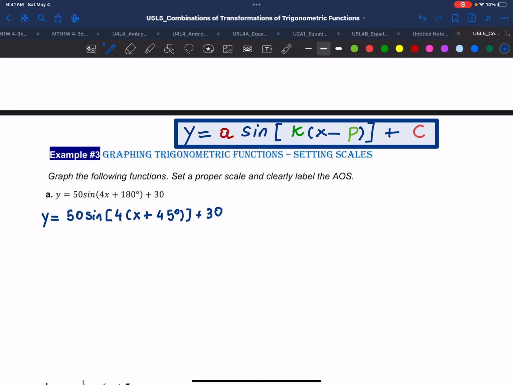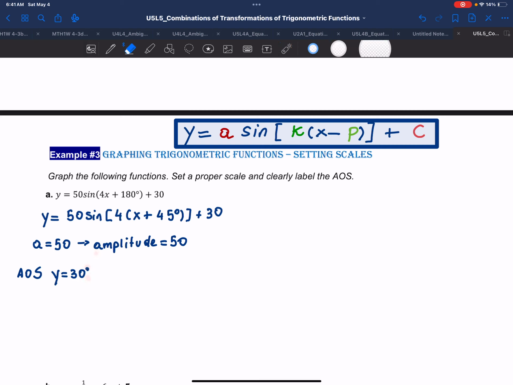So the coefficient A in here is equal to 50, which means that the amplitude of the function will be equal to 50, or the distance of the function from the axis of symmetry would be equal to 50. And the axis of symmetry is at y equals 30. Now I'm going to use the amplitude of the function and the axis of symmetry in order to determine the maximum and the minimum value of the function.